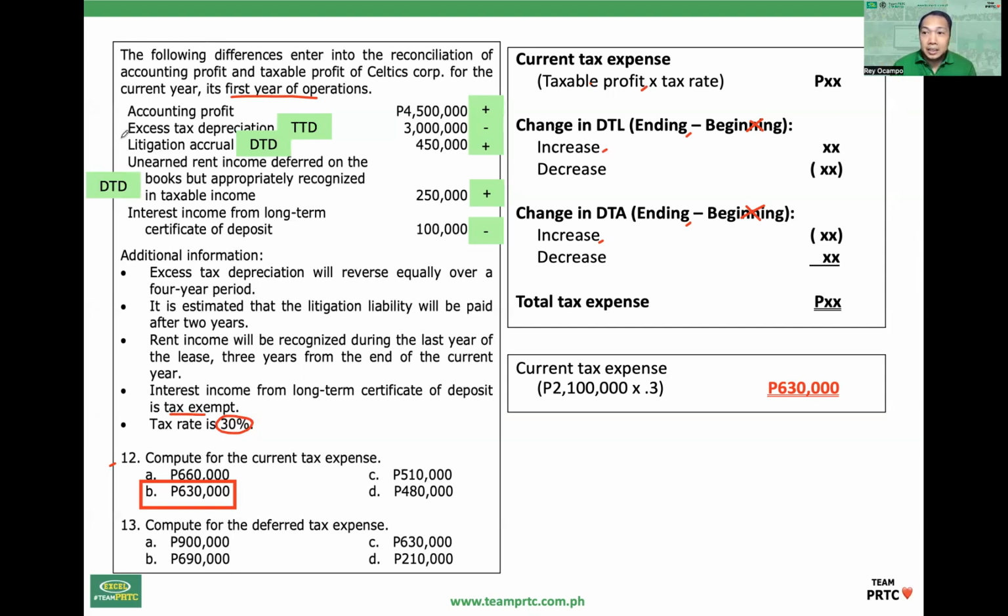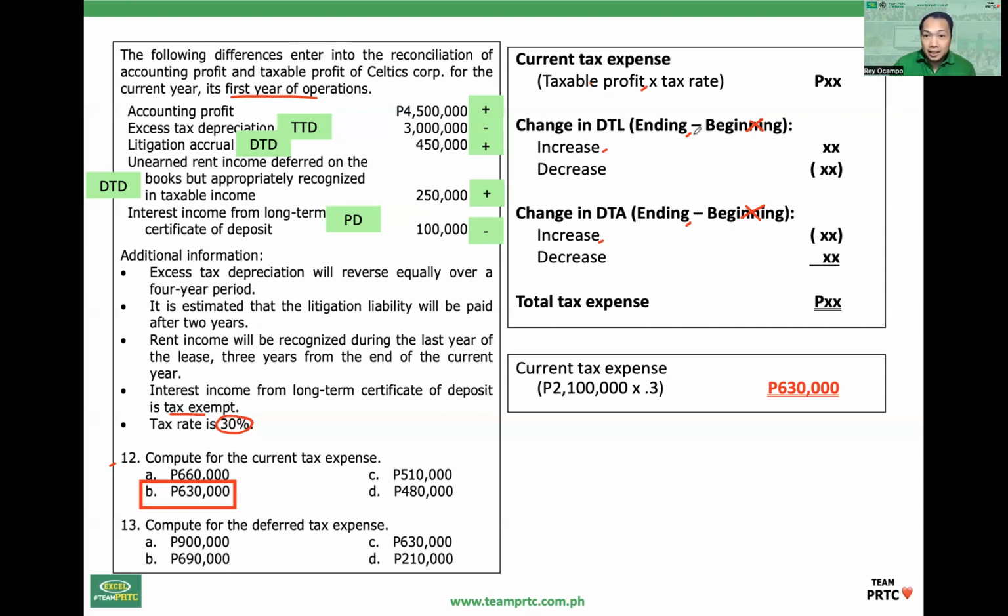And then yung interest income from long-term certificate of deposit. As noted earlier, tax exempt. So this difference will not reverse. Since it will not reverse, this is a PD, a permanent difference. And since permanent, no need to allocate tax inter-period. So ang may deferred tax consequence lang kapag temporary. Kapag permanent, no deferred tax effect.